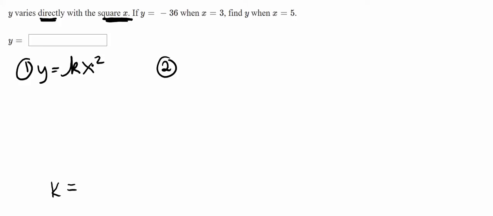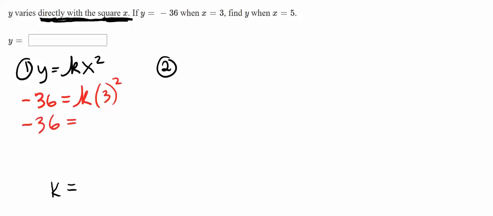Okay, so there's my equation, and we call this the generic equation for any kind of statement that has a direct variation with x squared. Now, particular to this problem, we've got to figure out the k value that works. So if y is equal to negative 36, we don't know what the k value is. That's the whole point of doing this here. When x is 3. And so let's go figure out the k value here. All right, so we got ourselves a negative 36 here.